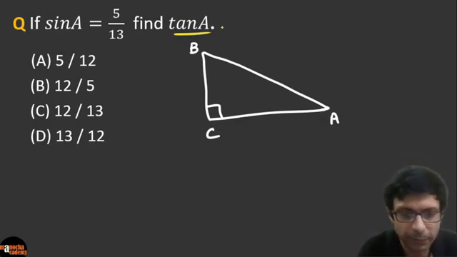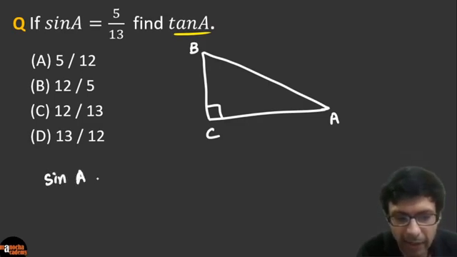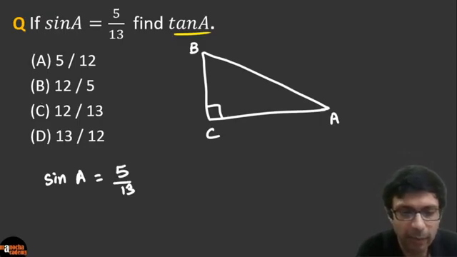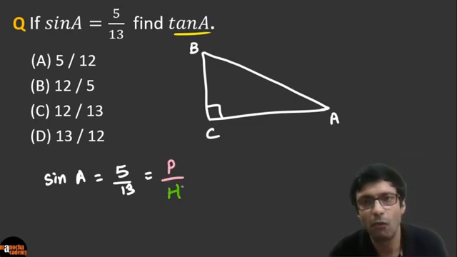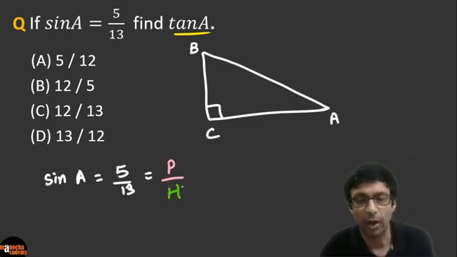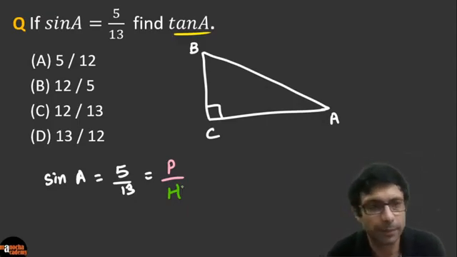Let's take a look. So we've been given sine A. Sine A is 5 by 13, right? And remember, sine means it's going to be perpendicular. So this is basically perpendicular by hypotenuse, remember? Okay, so we've been given the ratio 5 by 13, right? So guys, come on, I want all of you to try here. So how are you going to do this question?